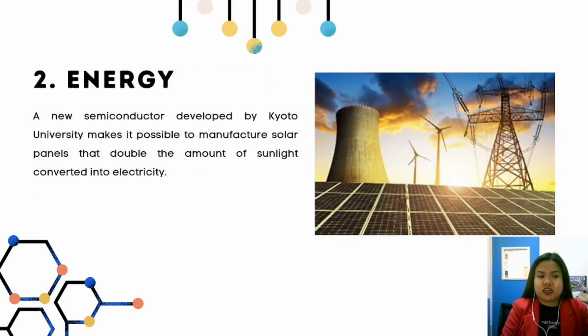Next is energy. A new semiconductor developed by Kyoto University makes it possible to manufacture solar panels that double the amount of sunlight converted into electricity. If you can see the pictures, it shows a solar panel, an electricity tower, and then a windmill that produces electricity or energy.